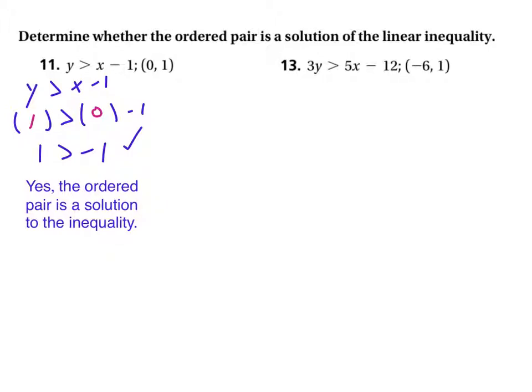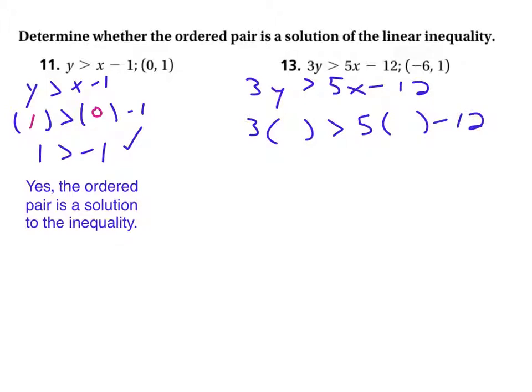We see that we now have a bit of a more complex inequality, but that's fine. We're just going to do the same thing. I'm going to rewrite the inequality here: 3y is greater than 5x minus 12. And then wherever I see x and y, I'm going to put parentheses and sub them in. This should be very familiar to you, and you did IXLs on this, so it should be pretty easy and straightforward. So what do they give us for y? They give us 1 for y. What do they give us for x? They give us negative 6. So we need to resolve this.